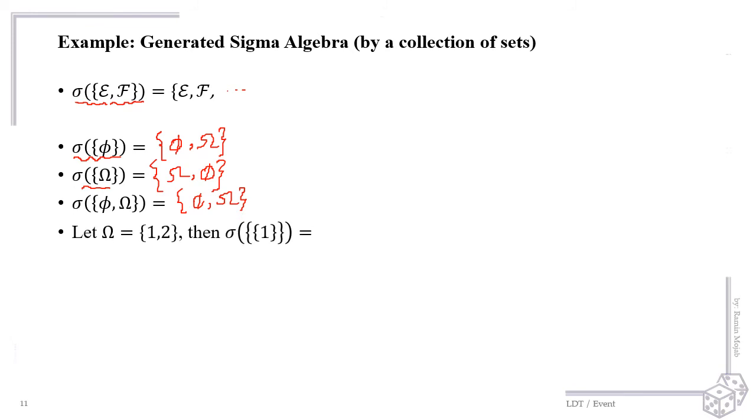The sigma algebra that is generated by this one is also the trivial sigma algebra, and the same is true here. It's the trivial sigma algebra. If omega is a set of 1 and 2, then the generated sigma algebra by this collection must have a set of 1, its complement, their union, and we know that all sigma algebras have the empty set, and all axioms are true. You can check it.